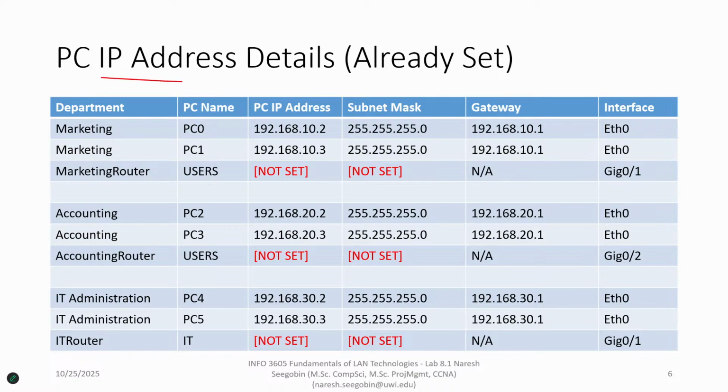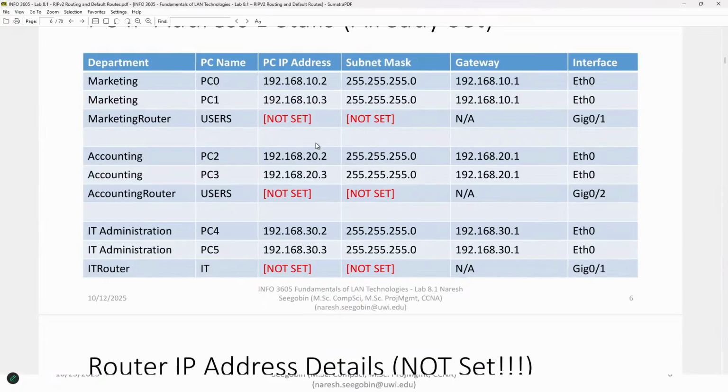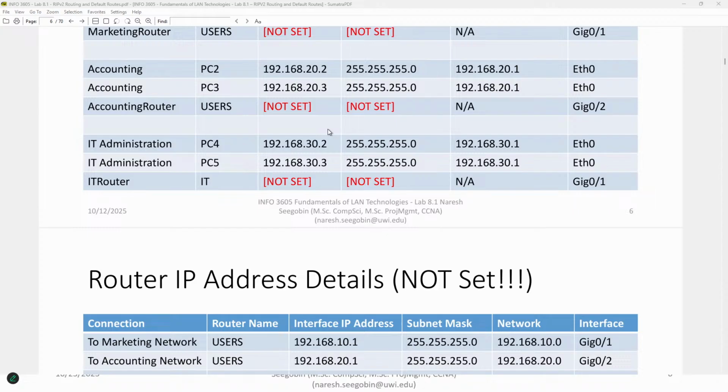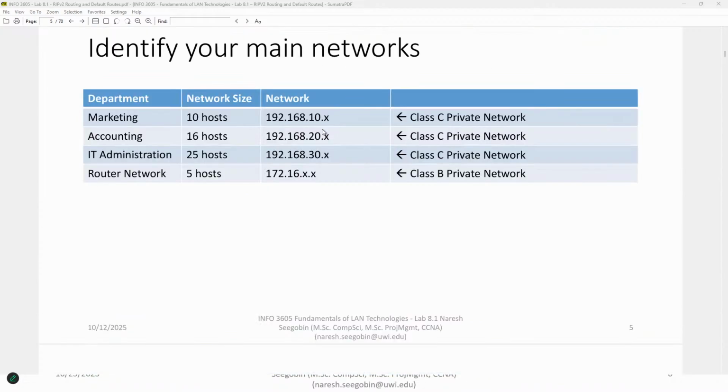This is the PC IP address details, already set to make life easy for you guys. This is the Packet Tracer. Remember we defined the IP address network size. Let me bring up my PDF. Right, so this is the PDF. Let me go back up here.